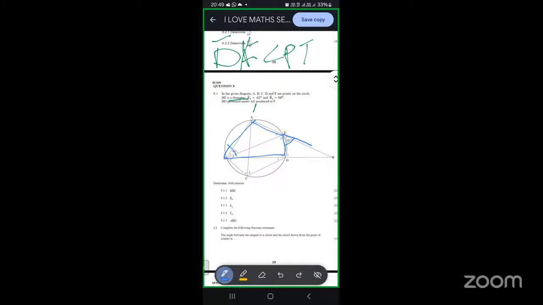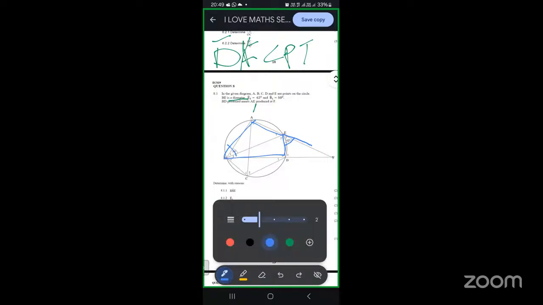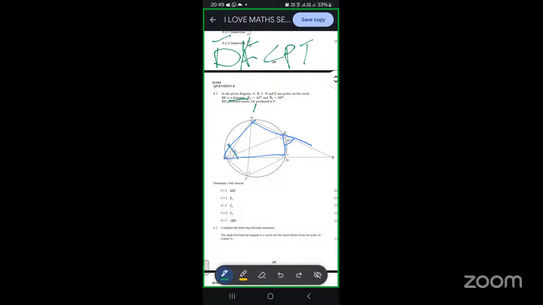Then if we have this angle, we can find this angle using opposite angles of a cyclic quad are supplementary, or use this straight line to find that angle, reason being angles in a straight line. We also have this part here and this part, opposite angles of a cyclic quad are supplementary. Okay, we are done with that cyclic quad.